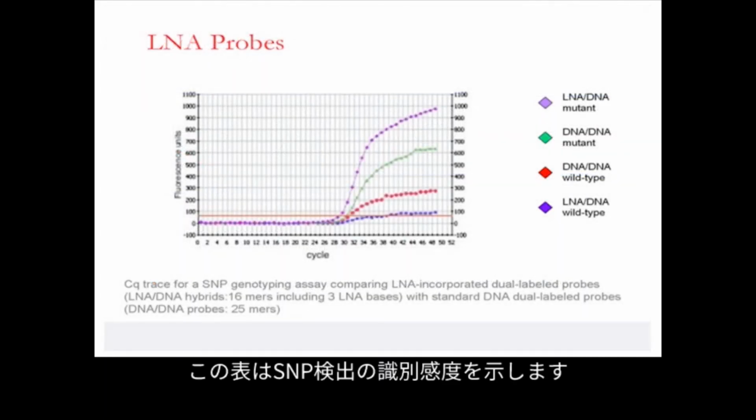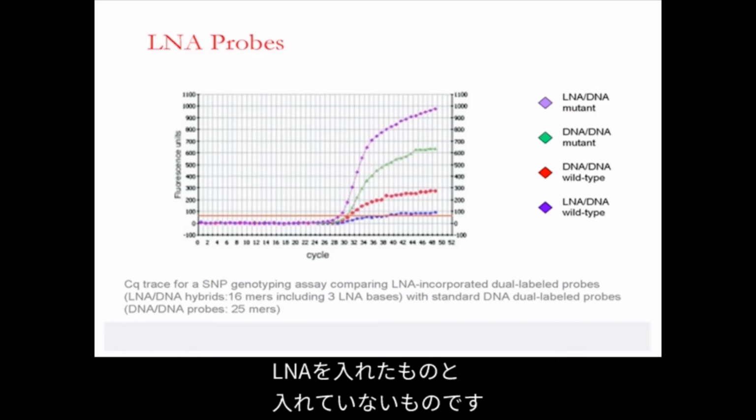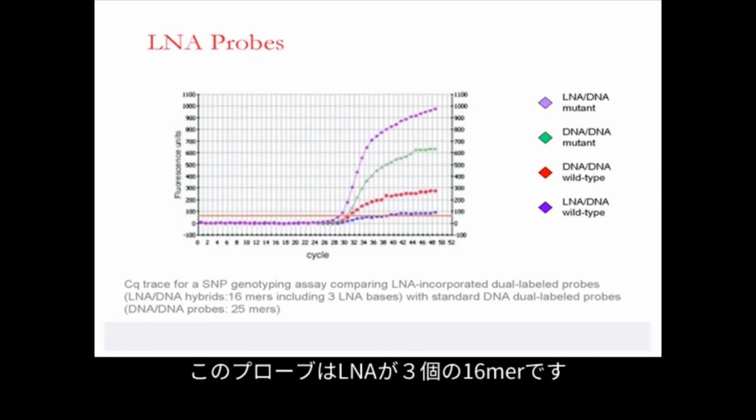This chart shows the sensitivity or discrimination of a SNP detection with and without the incorporation of LNA into probes. The probes here are 16-mers with 3 LNAs. As you can see on the right hand side, there is a huge discrimination of the mutant and the wild type when LNAs are used as compared to when there are no LNAs within the probe.